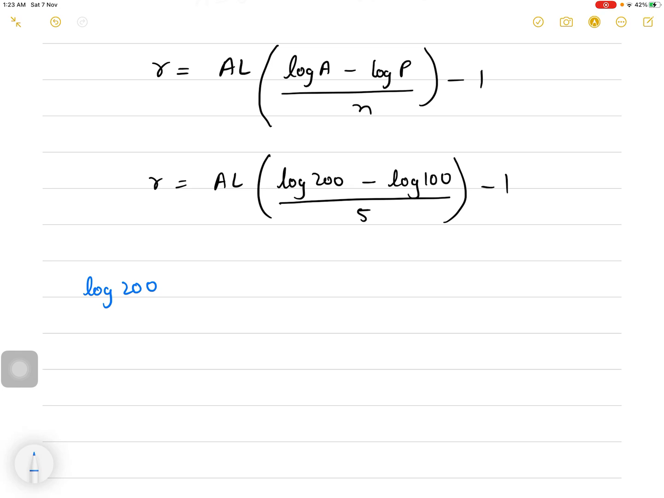So instead of writing log 200, 200 means 200.00, correct? I have explained how to find log in one of my videos. I will share the link in the description. So log of 200.00: before the decimal there are 3 digits, so you have to subtract 1. So 3 minus 1 is 2, so 2 point something, right?